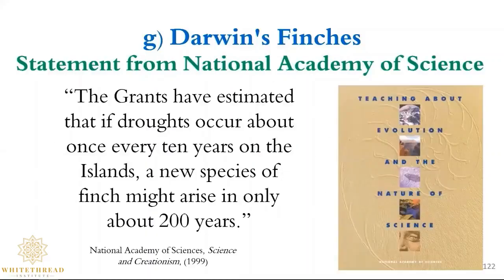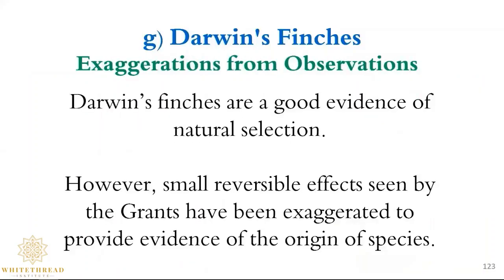And there's no mention of the fact that the change was completely reversed in the following years, which should have been mentioned because that's what the evidence is pointing out. So Darwin's finches are a good evidence of natural selection because there was a 5% increase in the beak sizes for that small period of time during the drought.